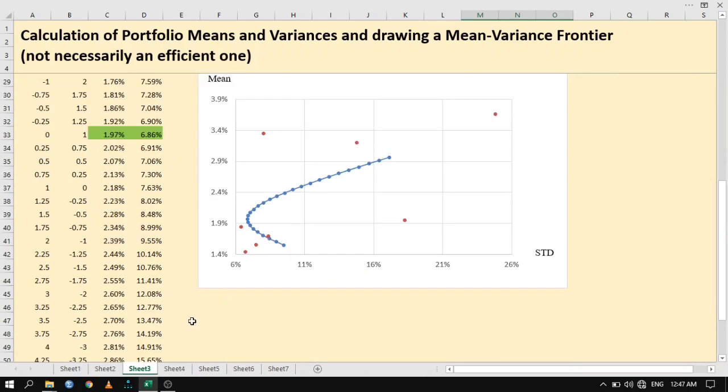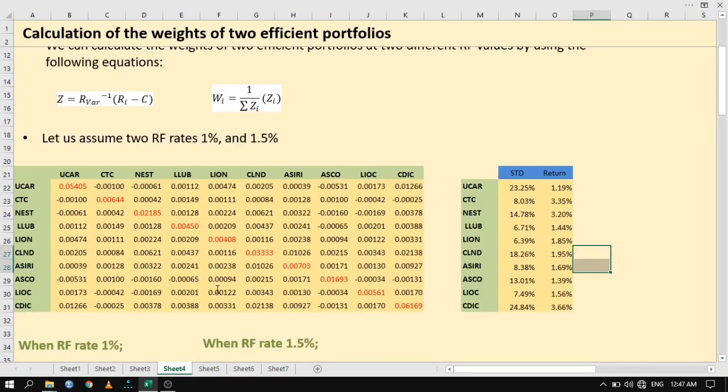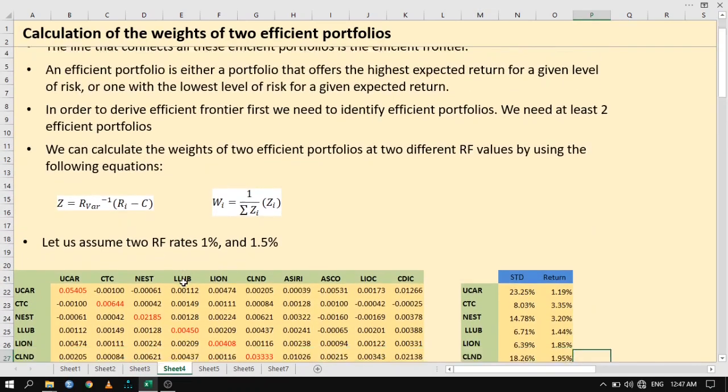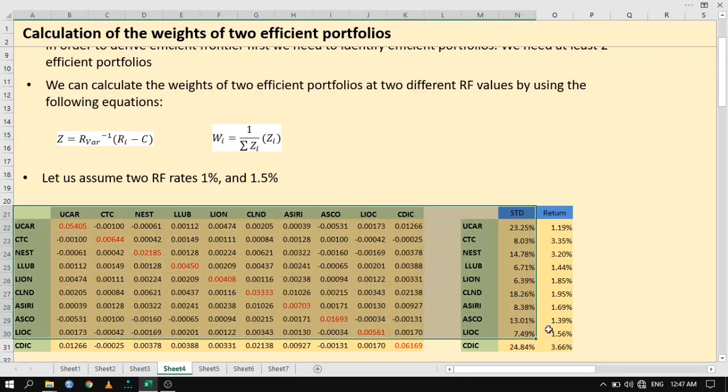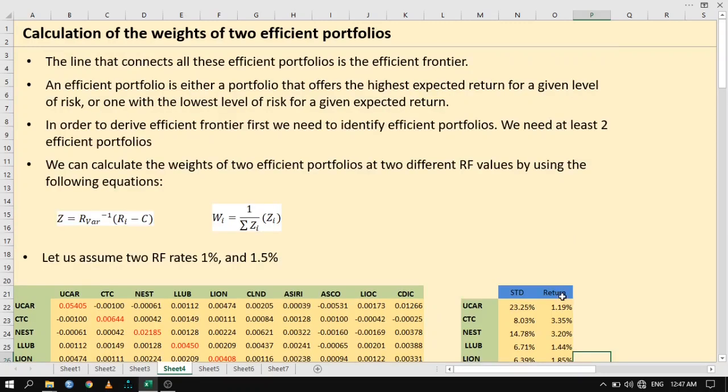For that particular purpose, I am going to go to the next sheet. So we have this information available with us, the same set of information that I have copied and pasted here. So now here our purpose is to calculate the efficient frontier. In order to calculate the efficient frontier, actually we need to calculate efficient portfolios. At least we need two efficient portfolios. For that purpose, we need to identify weights of two efficient portfolios.